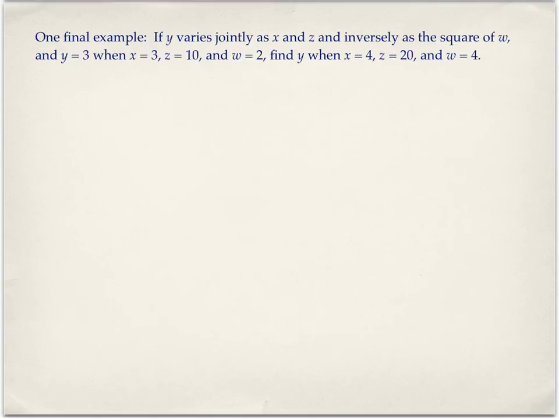All right, here's our last example. This one's kind of complicated when you first read through it, as you can see. It says, if y varies jointly as x and z and inversely as the square of w, that's a mouthful right there, then they give you several x's and y's. We're trying to find y when x equals 4, z equals 20, w equals 4. So let's try to write this out. Varies jointly, so I'm going to have my k value up here with x and z, but then inversely means whatever comes next is going to go in the denominator as the square of w. There's my little equation.